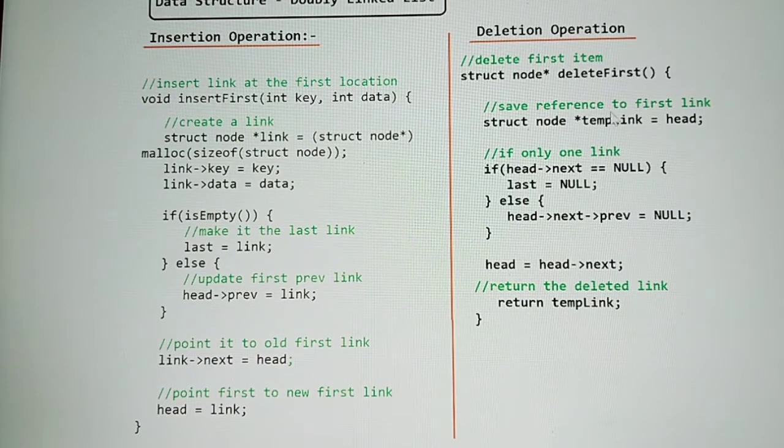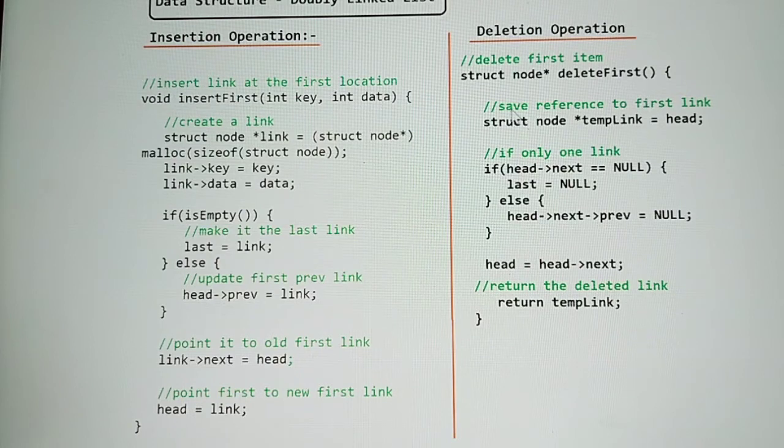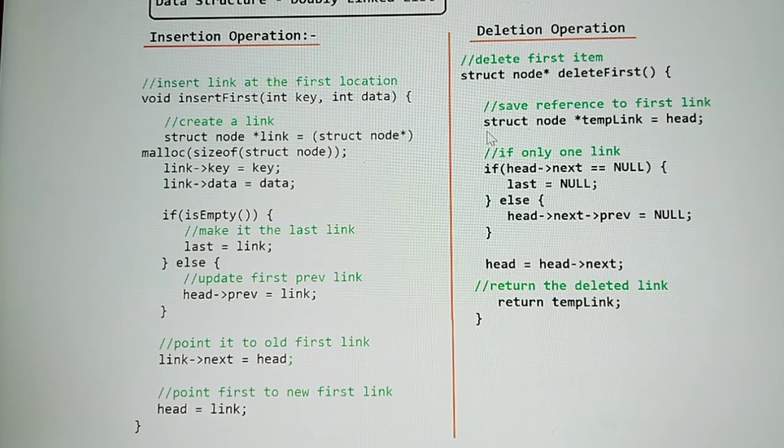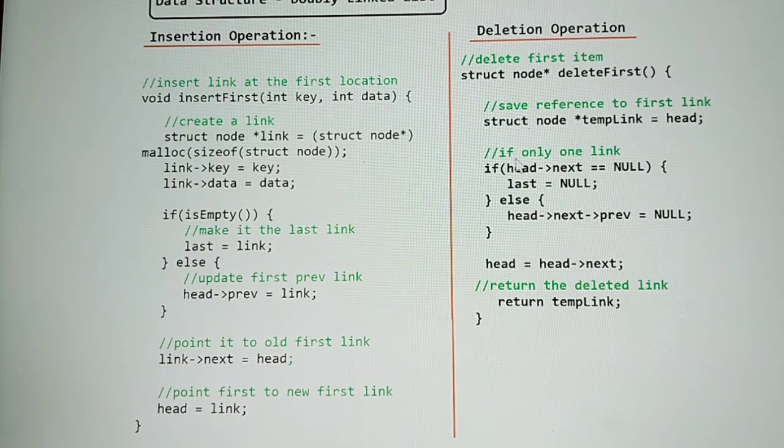And then you can see that it saves the reference to the first link, and saving a reference means saving the location. You know that a linked list also contains the reference position, the reference of the next data. So here it is said to save the reference of the first link. So for saving the reference, I can write struct node star temp list is equal to head. So we are on the first link or head. The first link is also set as the head, and then we come to the if operation.